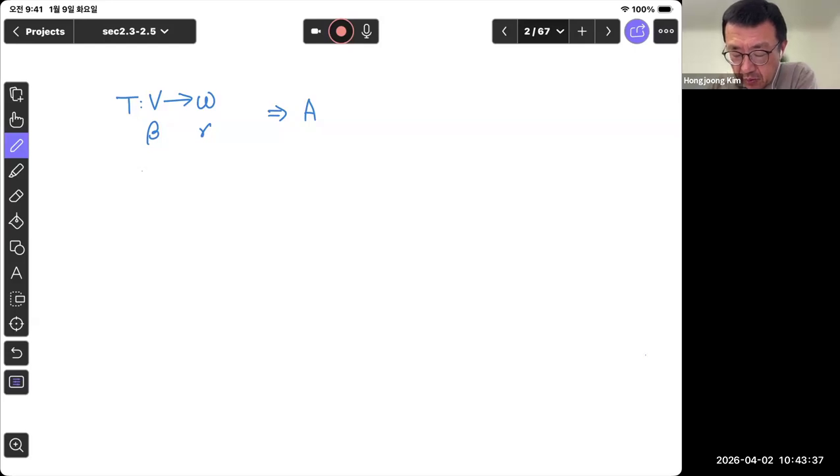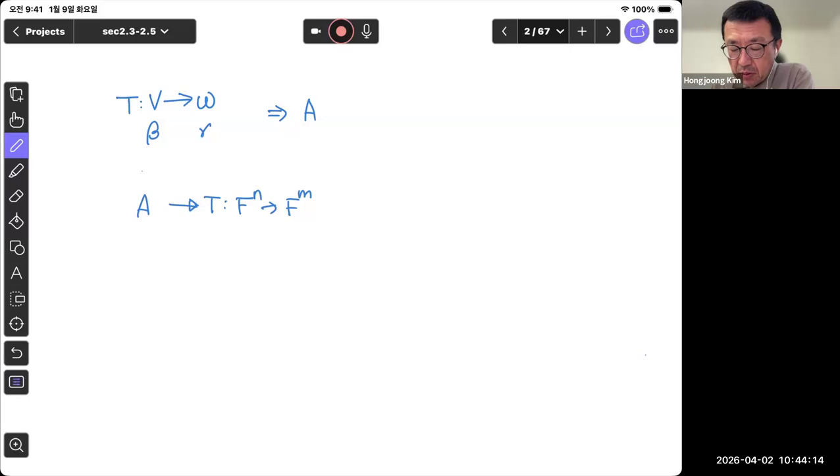Now, can I consider the converse of this? If I give you a matrix, can you think of any linear transformation from, say, given A? If I give you a matrix, then can you think of any linear transformation T, if this is an m by n matrix, from say Fn to Fm space? Can you think of such linear transformation?